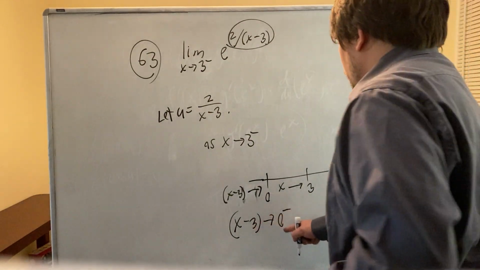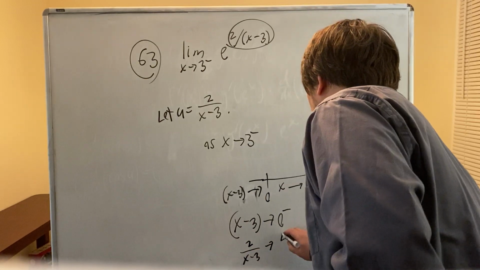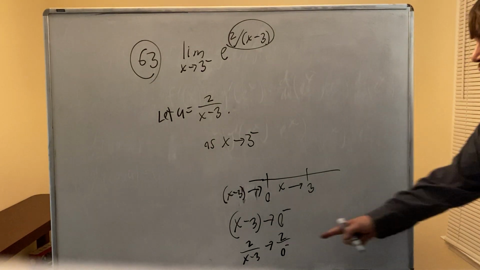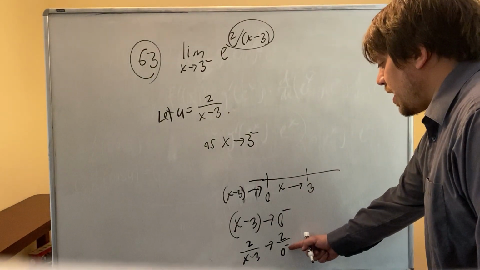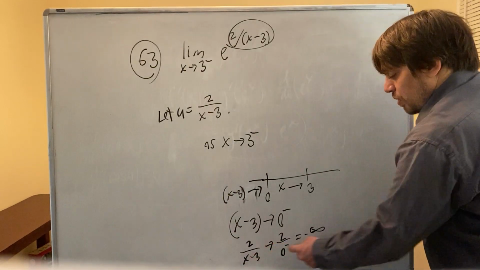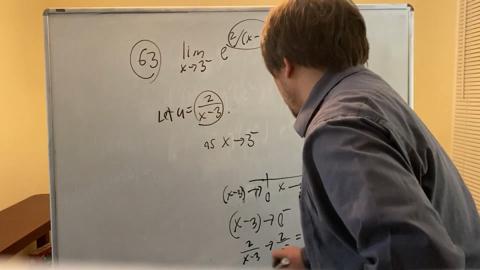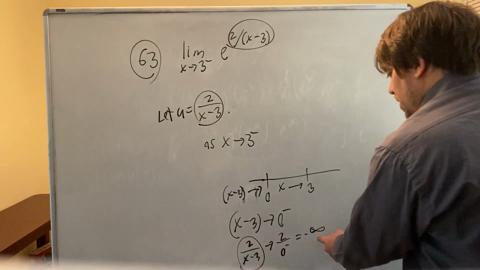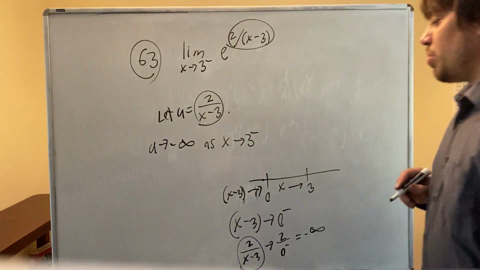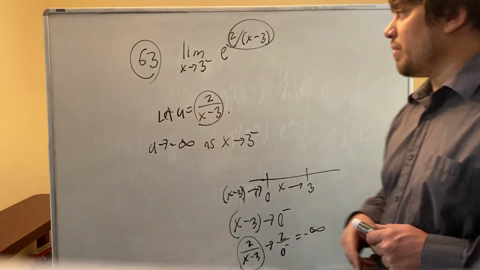If x minus 3 is approaching 0 from the left, 2 over x minus 3 is approaching 2 over 0 from the left. Well, 2 over 0 is infinity, but these are negatives here, so this is equal to negative infinity. Since u is 2 over x minus 3, u is approaching negative infinity as x approaches 3 from the left.